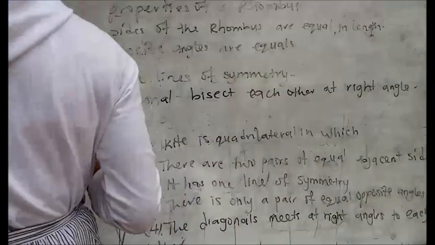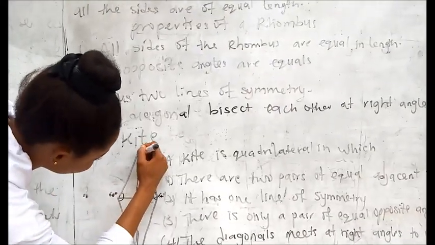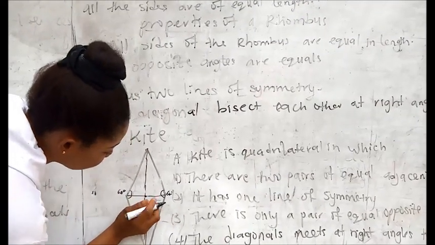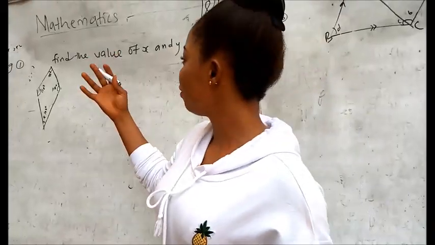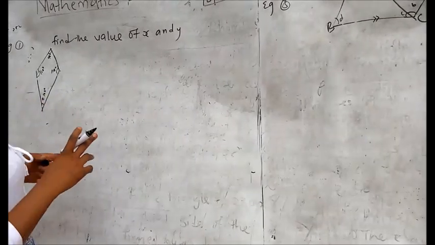The diagonals meet at right angles to each other. Where is the diagonal? This line, this one. When you look at it, this is where it intersects. You see that it meets at right angles to what? Each other. Let's look at this example. Find the value of x and y.